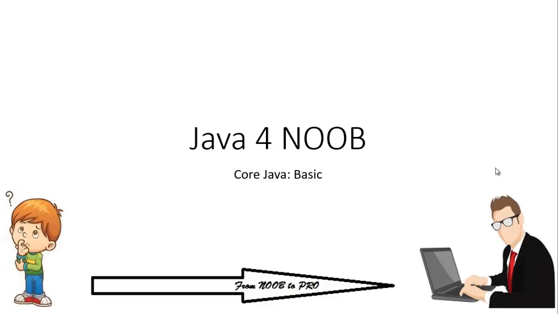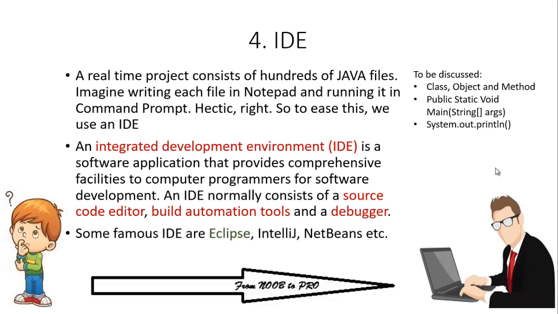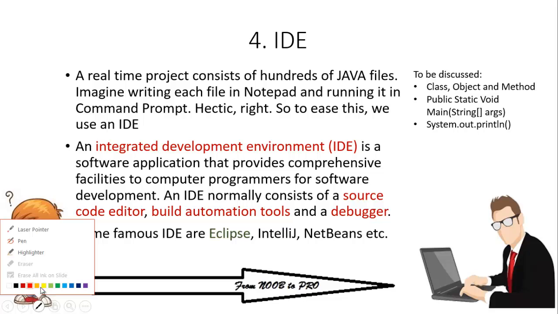But luckily it's not. So what if we had a software which would do all these by itself and all we need to do is write the code? Yes, we do have such type of software which is called an IDE. An IDE, that is an integrated development environment, is a software application that provides comprehensive facilities to computer programmers for software development. An IDE consists of a source code editor, build automation tool, and a debugger.